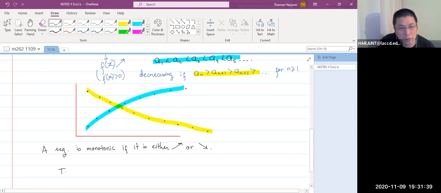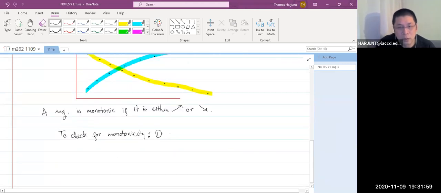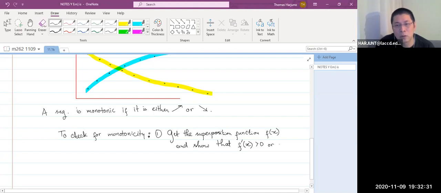Now, to check for monotonicity, the first method, we get the superposition function f(x) and show that f prime of x is strictly greater than 0 or strictly less than 0. That's something we learned from calculus 1.